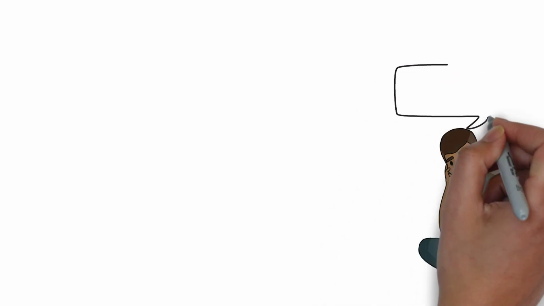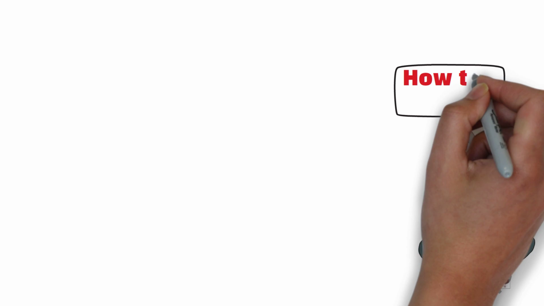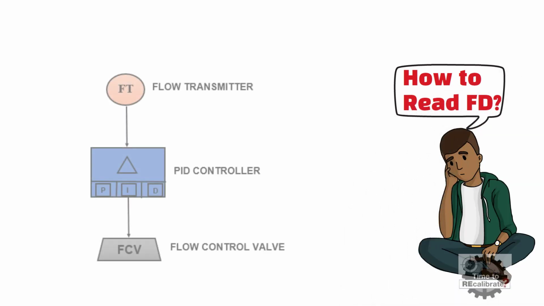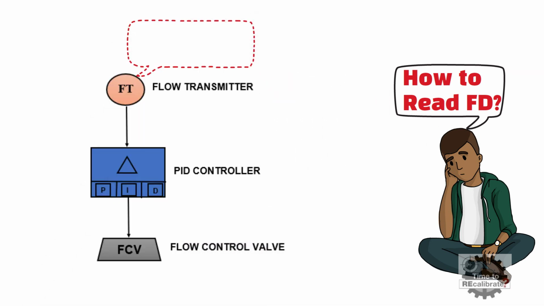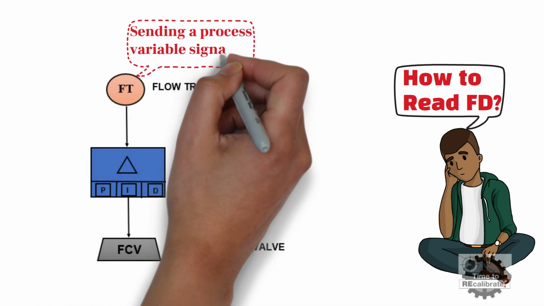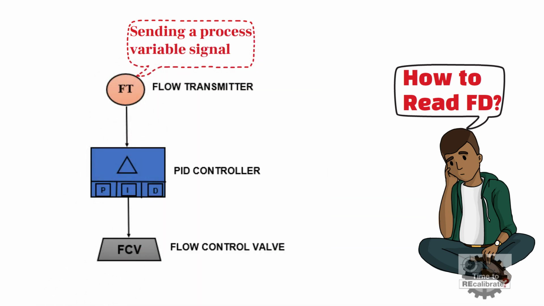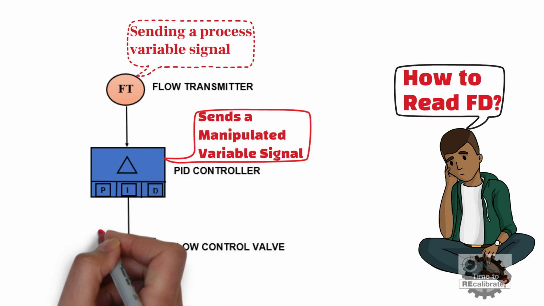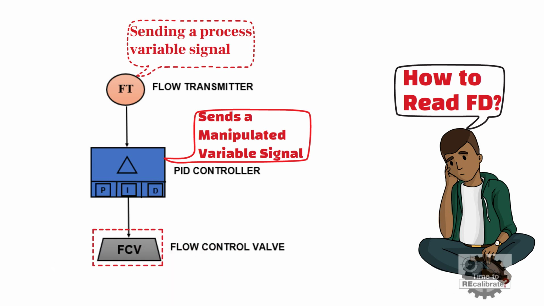First of all, let's learn how to read instrumentation functional diagrams. A sample functional diagram appears here. As you can see, a flow transmitter is sending a process variable signal to a PID controller. And the PID controller compares this signal with the set point, and sends a manipulated variable signal to a flow control valve. In other words, the PID controller controls the necessary flow by sending a command to the control valve.